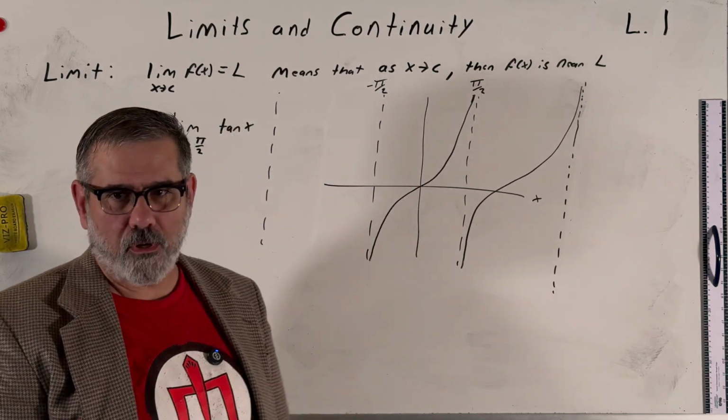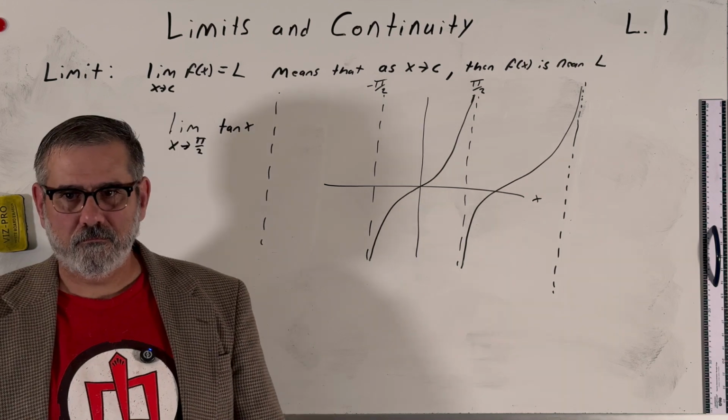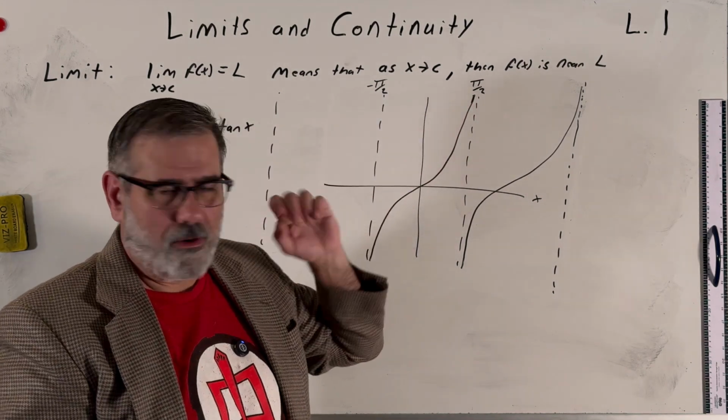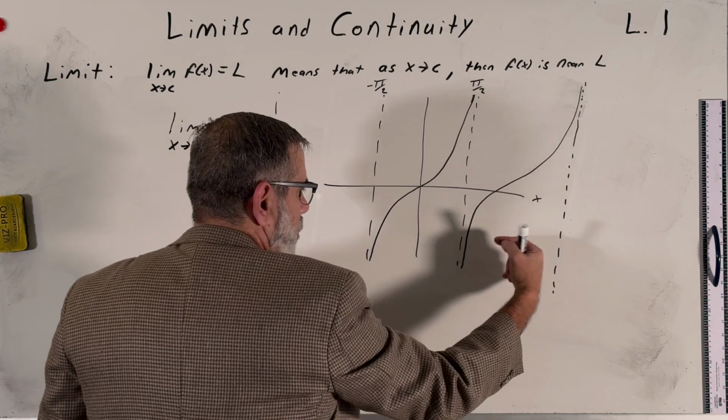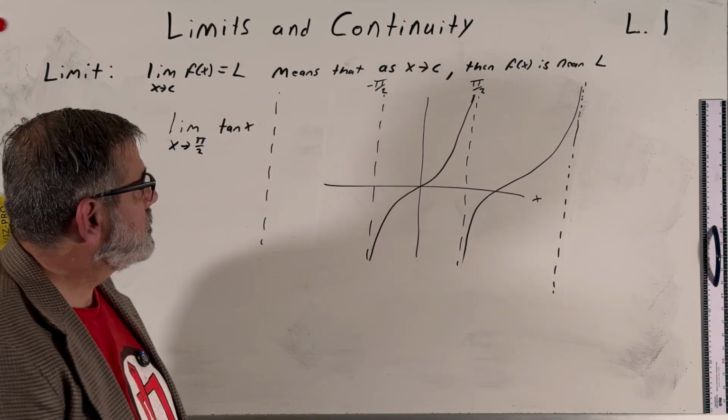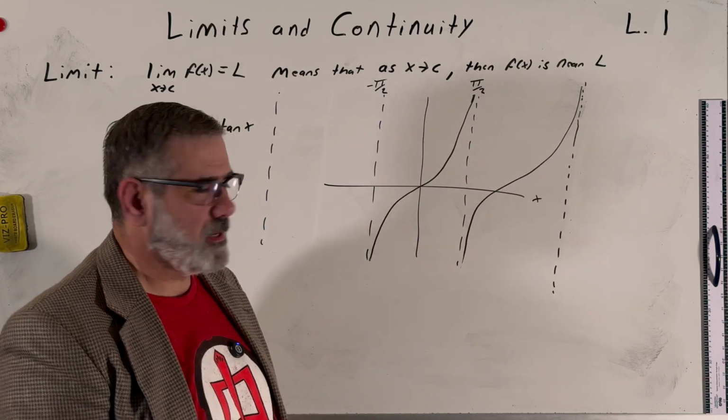At pi over 2, what is the cosine of pi over 2? 0. So that's where the problem is coming in. As you come at it from the right-hand side, though, you can see it's going off down towards minus infinity. So this is a point where the limit doesn't exist.